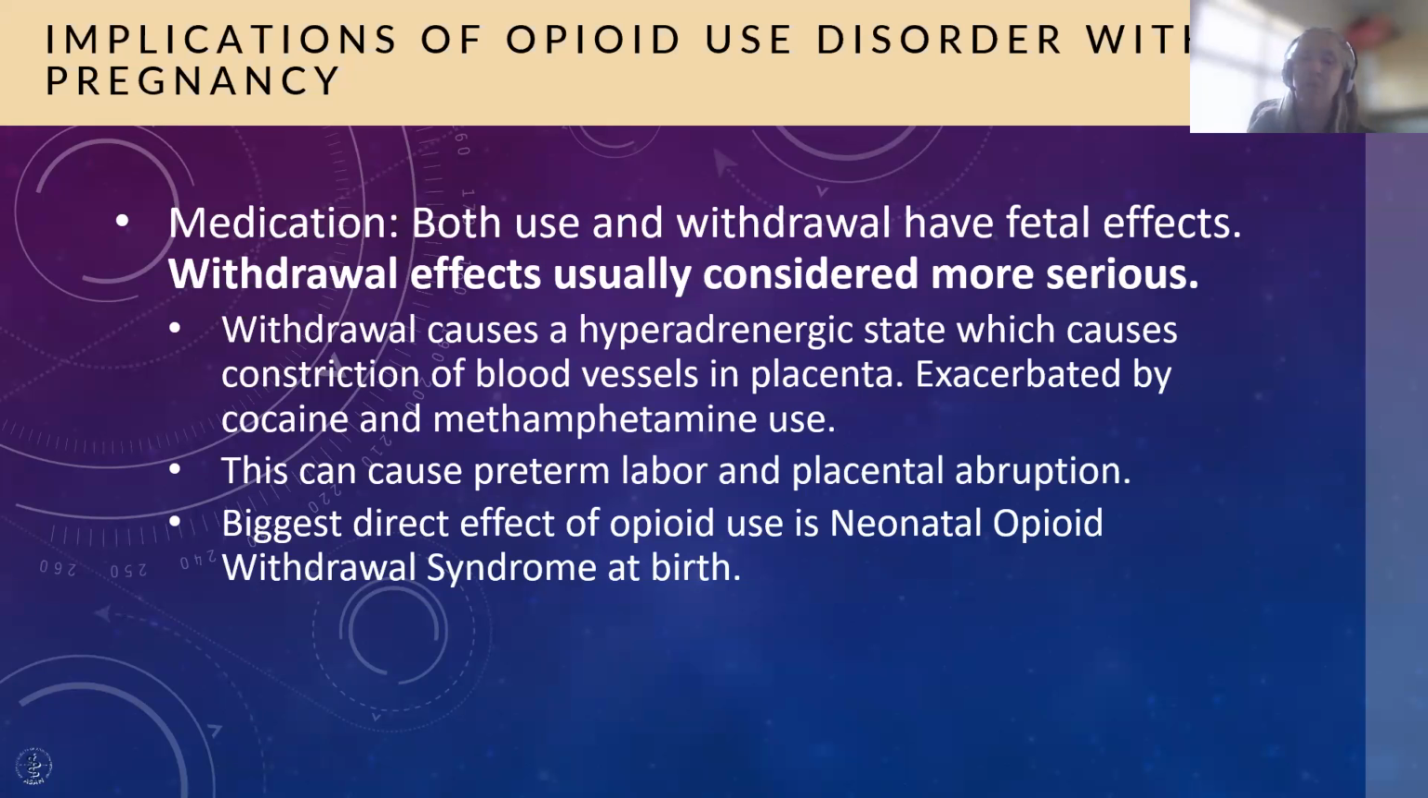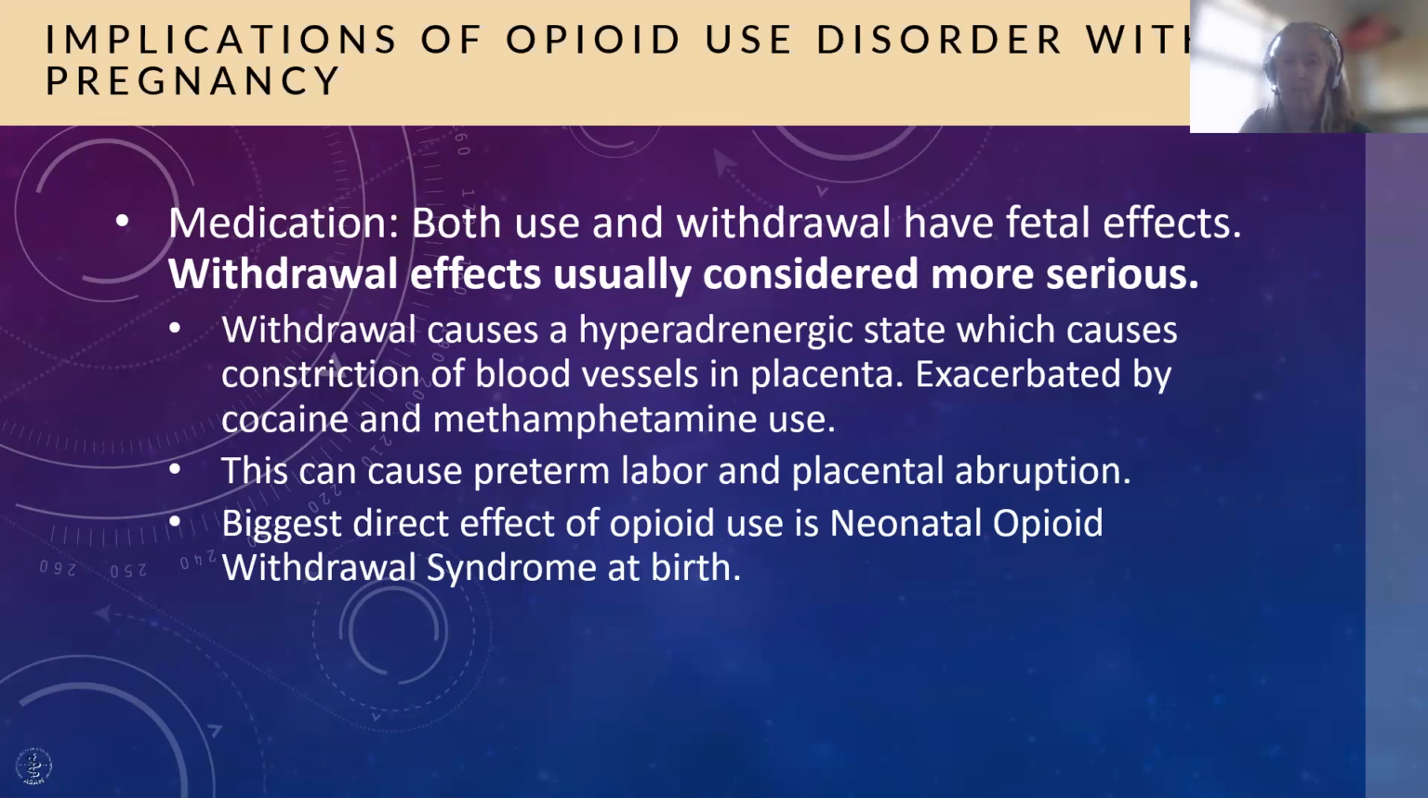Withdrawal causes a hyperadrenergic state, which is adrenaline or epinephrine, and then the hormones that are similar called noradrenaline or norepinephrine. The most significant part of the release of this for pregnancy is it causes constriction of the blood vessels. It causes constriction of all the blood vessels in the body, but in particular, it causes constriction of the blood vessels in the placenta. And when you get the blood vessels in the placenta clamping down, you're not getting nutrition going to the baby.